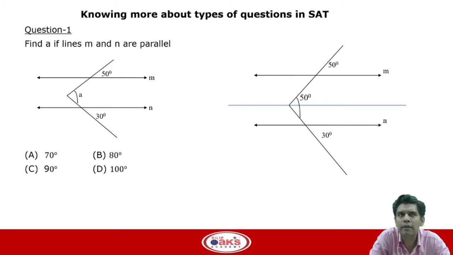Similarly, the 30 degree angle which is given is vertically opposite to this angle, and hence both of them will be measuring 30 degrees each.